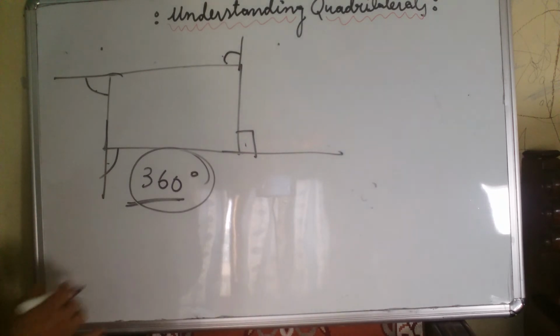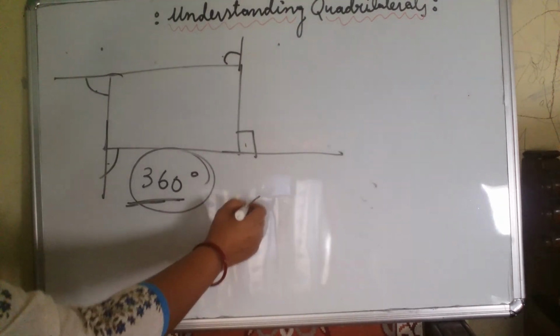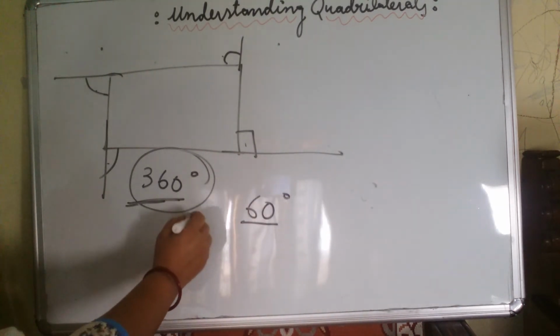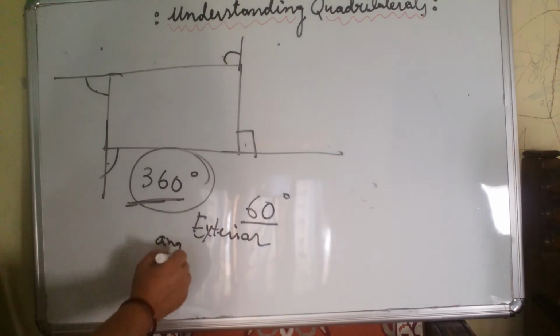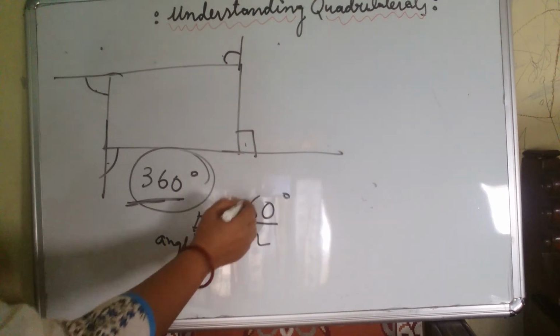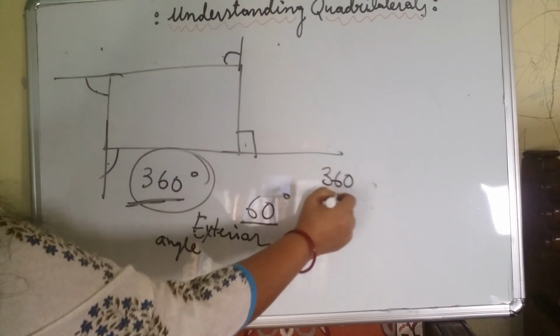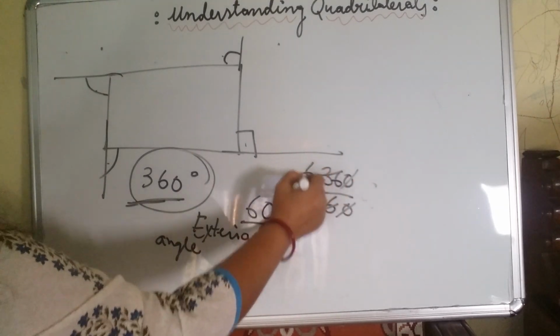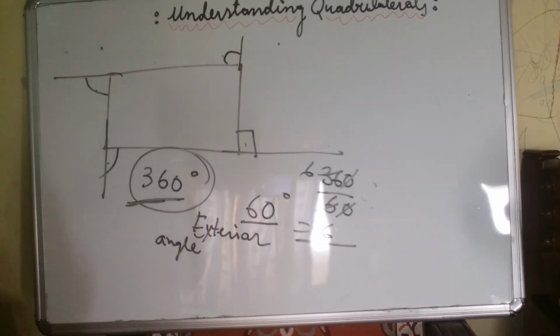Okay. Depending on this property, we can calculate the number of sides that a polygon is having. Say if I say the exterior angle of a regular polygon is 60 degrees. So what will be the number of sides of that polygon? So 360 divided by 60. So it is 6. So the polygon is a hexagon only. Okay. This way we can use this property.